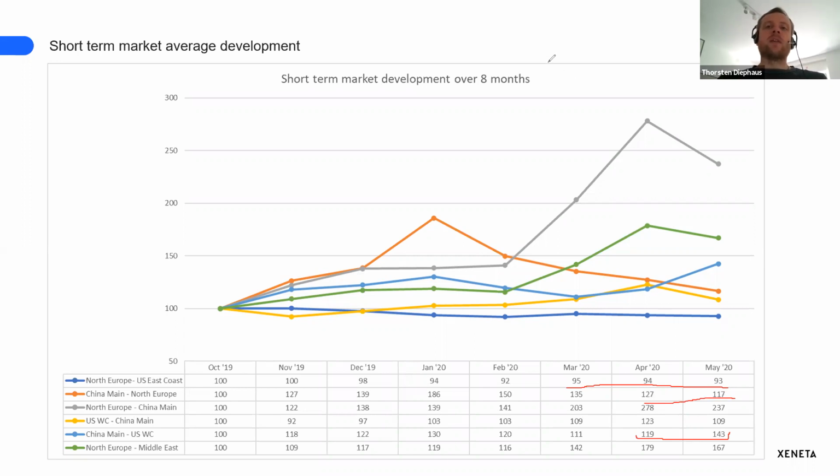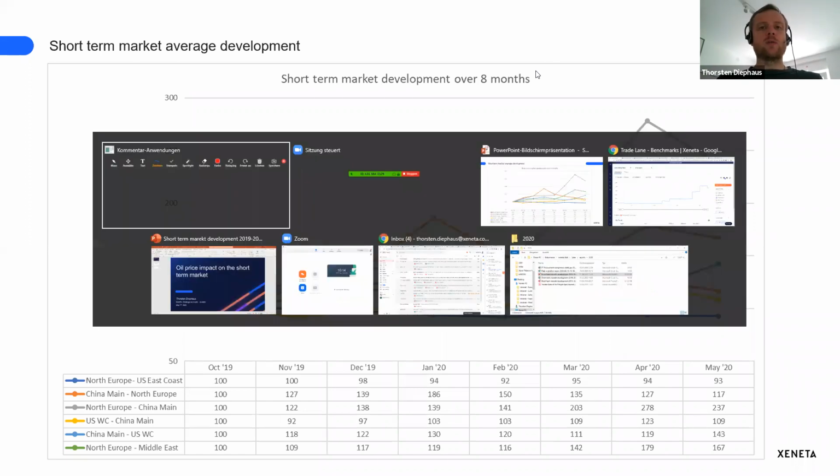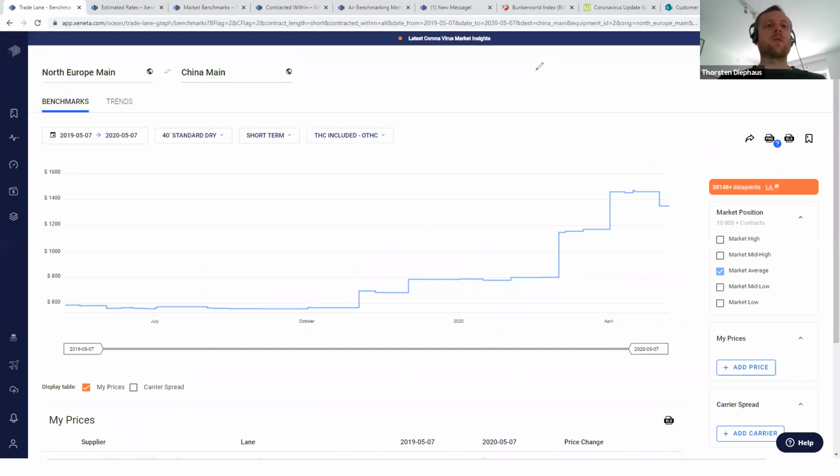This kind of analysis we do constantly to really see what's going on. How is everything affecting the prices? As you know, all the sea freight related surcharges are always included in our all-in rates. So let me go a bit more into detail for one trade. This is North Europe main to China main.